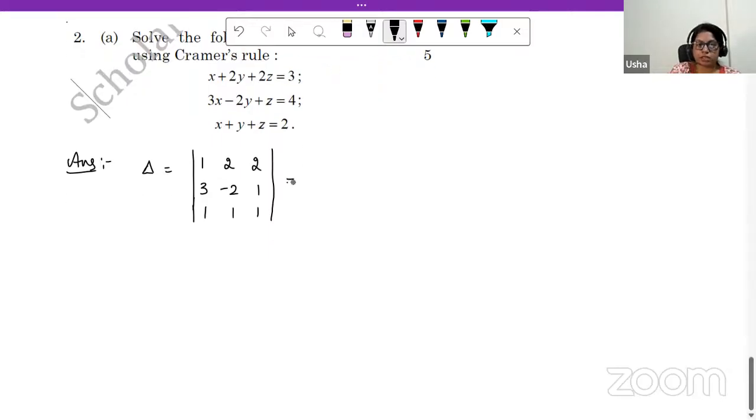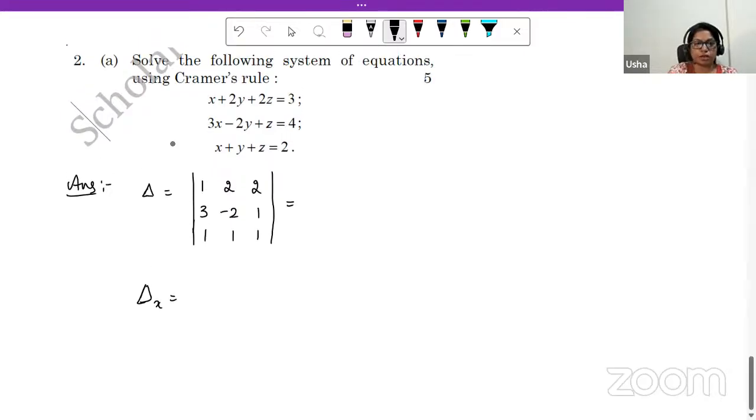After finding this determinant, you will have to write delta x. Delta x is, in this determinant, the first column are x coefficients, right? So here see x, 3x and x, the 1, 3 and 1. These are the first set of values, x coefficients. The second column, it's nothing but y coefficients. And third column is z coefficients. So now x coefficients should be replaced by right-hand side values.